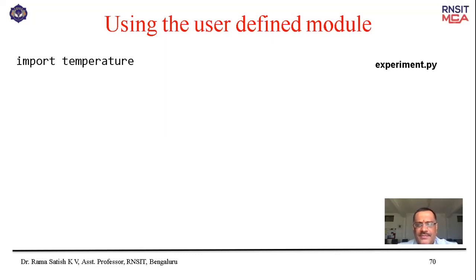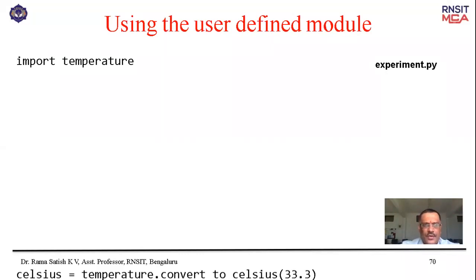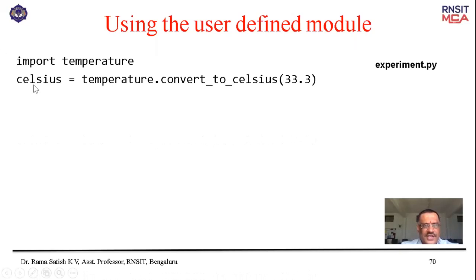If I write experiment.py, a new Python program, then when I say import, automatically whatever is there in temperature.py will be imported. So straight away it will be imported. Now I can use Celsius is equal to temperature dot convert to Celsius. This is the name of the function. And I'm passing 33.3. So what happens? This is a Fahrenheit temperature that I'm passing.